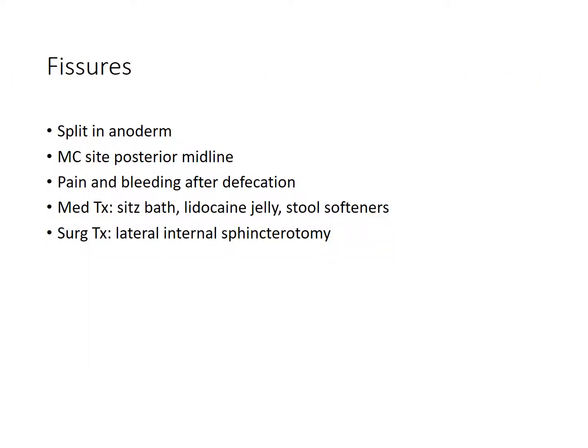Fissures, so a fissure is a split in the anoderm. Most common is posterior midline. You're going to present with bleeding and pain associated with defecation. They'll be afraid to poop. Treatment: sitz bath, lidocaine jelly, stool softeners. Your surgical treatment is lateral internal sphincterotomy.